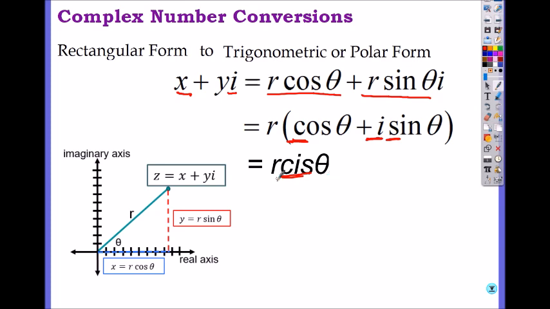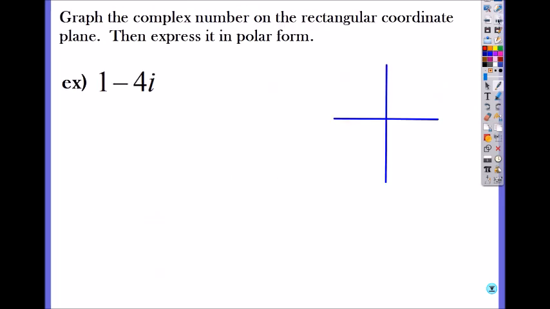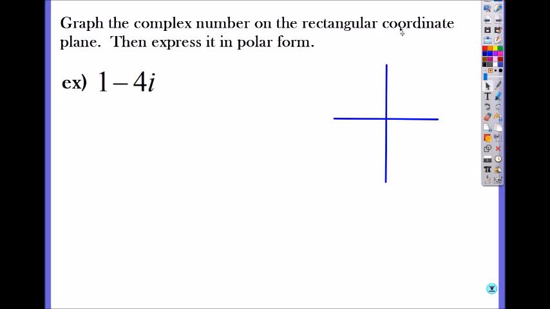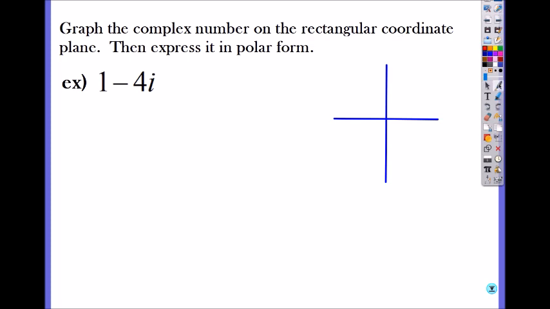R cis theta is the exact same thing. They're all the same thing. Okay, so let's try it. First, graph them. Graph the complex number on the rectangular coordinate plane, then express in polar form.